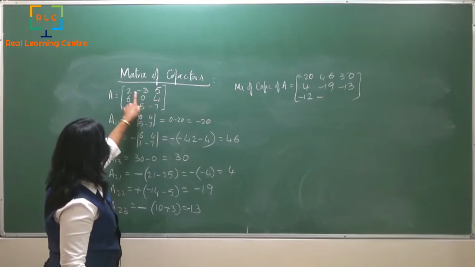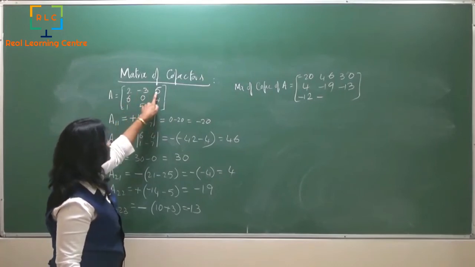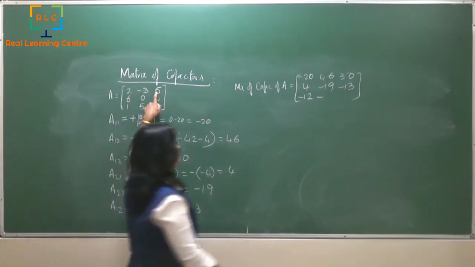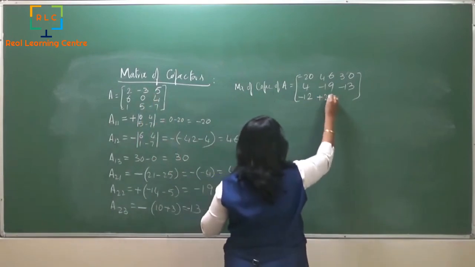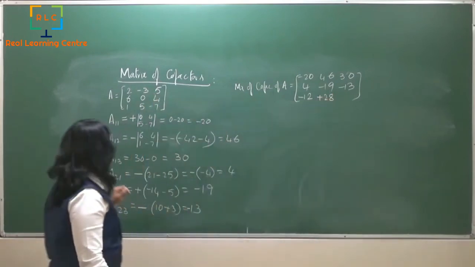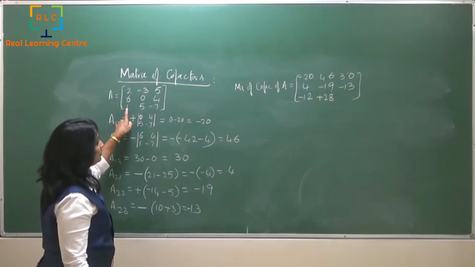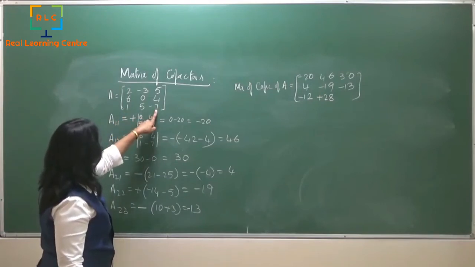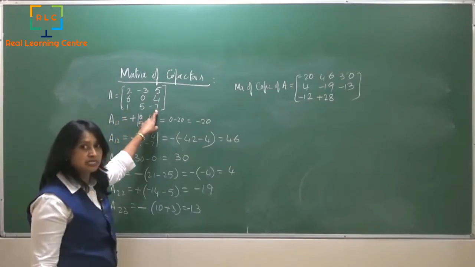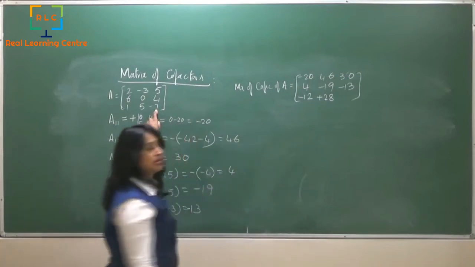Then I will have 2 4s are 8 minus 6 5s are 30. 8 minus 30 is minus 22, so this will become plus 22. And next I shall take the third, the last element, which is A33. 3 plus 3 is 6, this place will have plus, so nothing to write there.